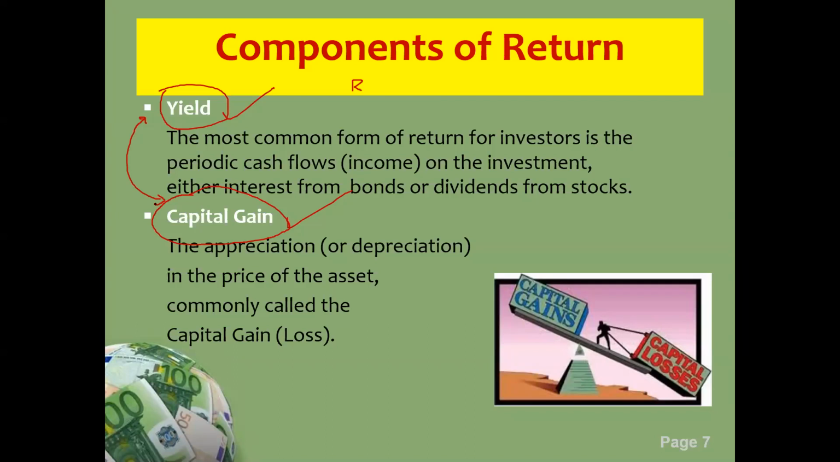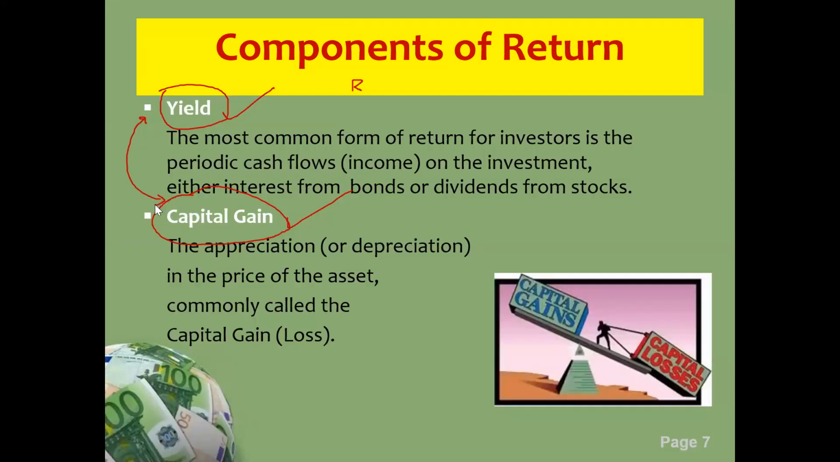Okay, I understand now. Doctor, just one more question. The yield, is it something you get repeatedly? For example, every month, every quarter, every year. For example, if you have a bond, every month they give you a coupon. Yes, that is yield.